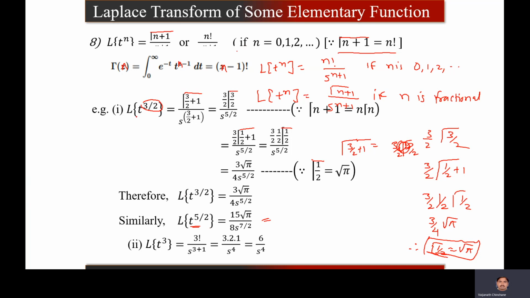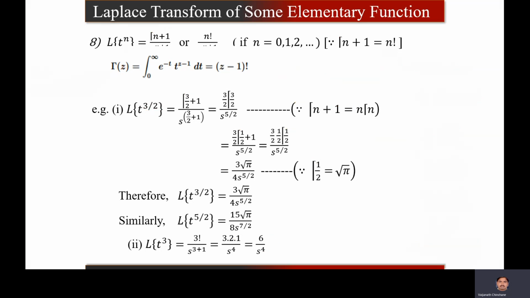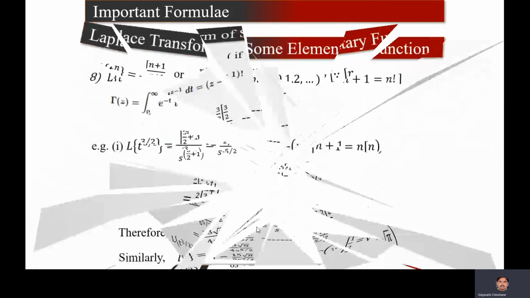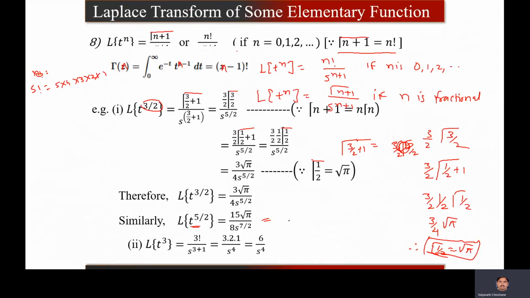That is, n factorial means, for example, 5 factorial means 5 into 4 into 3 into 2 into 1. 10 factorial means 10 into 9 into 8 into 7 into 6 into 5 into 4 into 3 into 2 into 1. In this way, this is 6 divided by s raised to 4, right? And suppose again we want to find Laplace of t raised to 7, that is 7 factorial upon s raised to 8. Suppose we want to find Laplace of t raised to 9, it is 9 factorial upon s raised to 10. Means here we increase 1 power of s.